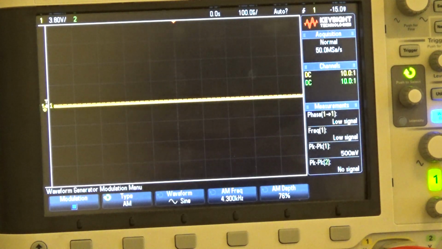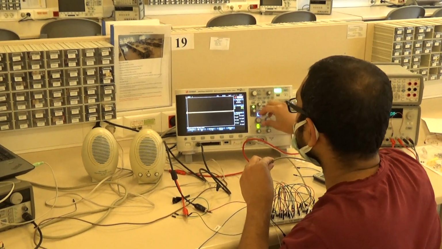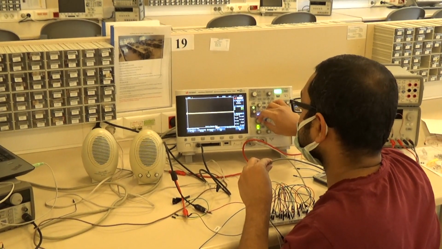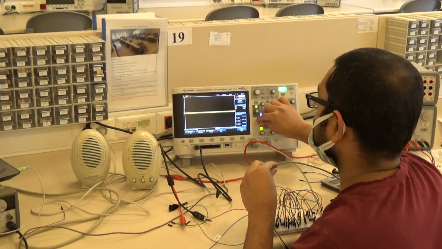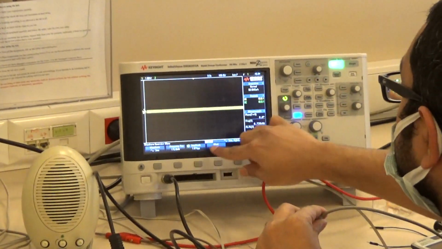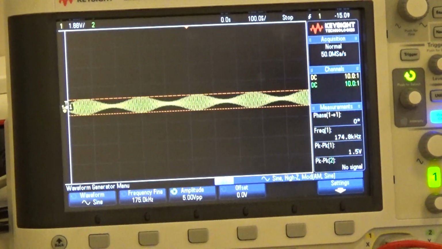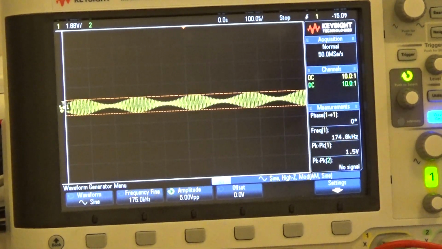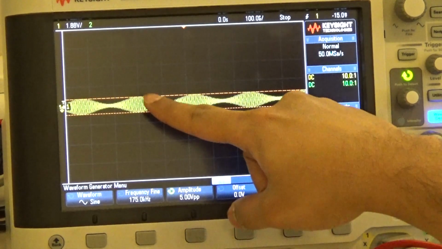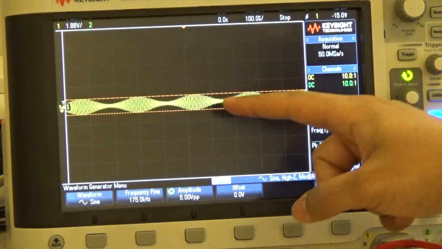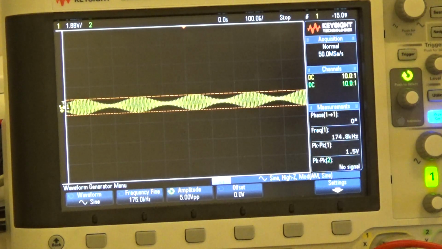So first let's look at the input signal. This is the input signal. So this is the AM modulated signal, you can see. In the positive half and the negative half, the negative cycle and the positive cycle carry the message signal, and in between it's the carrier signal, which is modulated at 175 kilohertz.